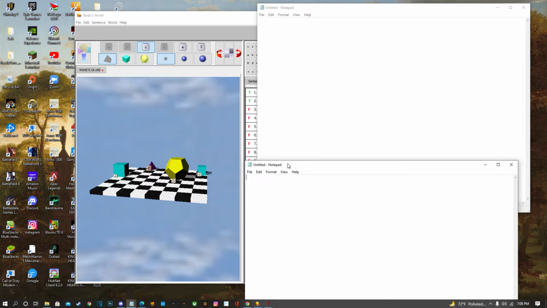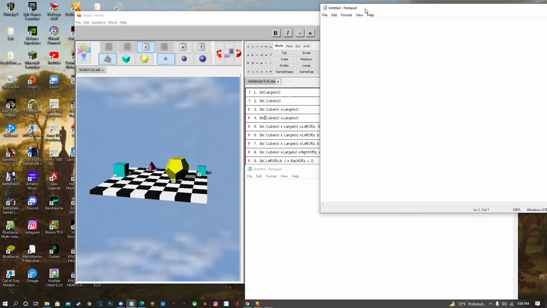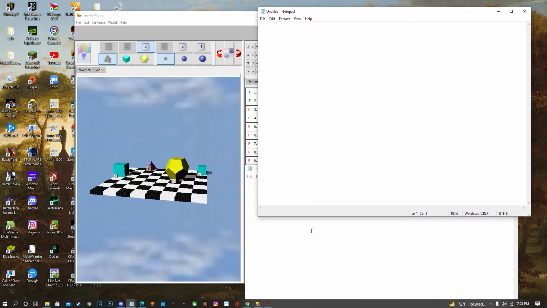So for number 9, something to the left of B is in back of C. All right, so something to the left of B is in back of C, meaning there exists x such that x is to the left of B and x is in the back of C. So there you go.